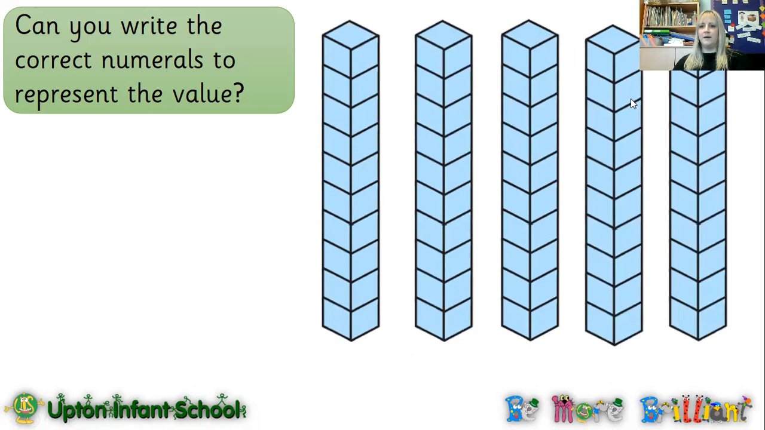Oh, we've got a lot more this time. 10, 9, 8, 7, 6, 5, 4, 3, 2, 1. Did you get 50? Hopefully you did. There are no ones in here whatsoever, so we use a 0 to show our ones, and we have 1, 2, 3, 4, 5 lots of 10. So we put our 5 here to represent our 50. 10, 20, 30, 40, 50.